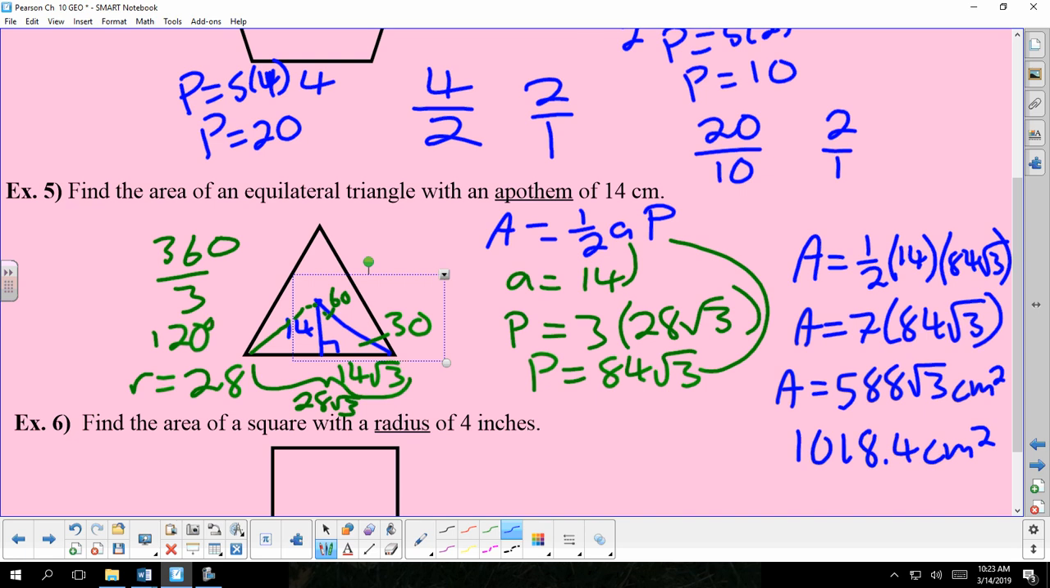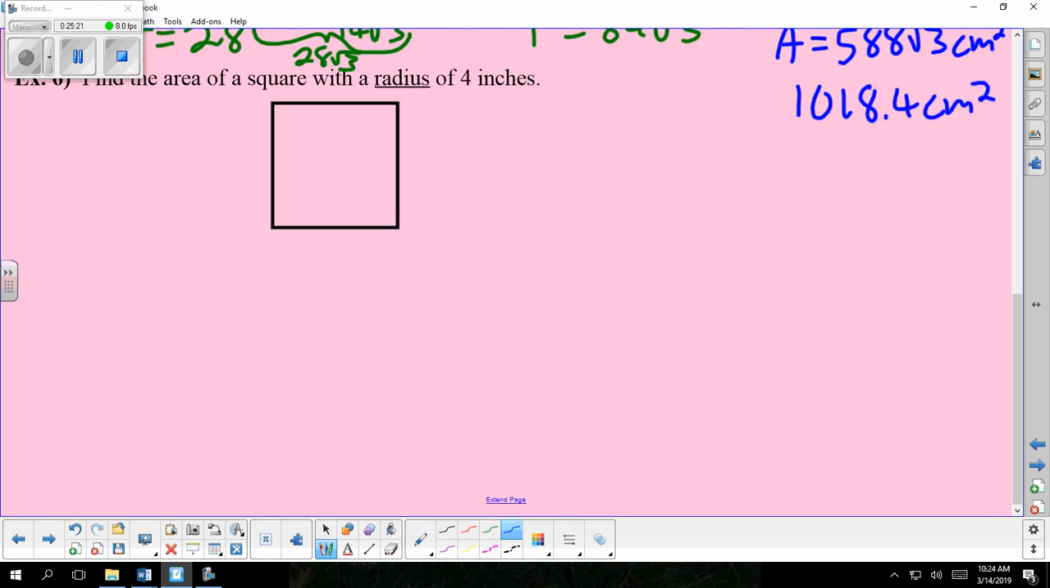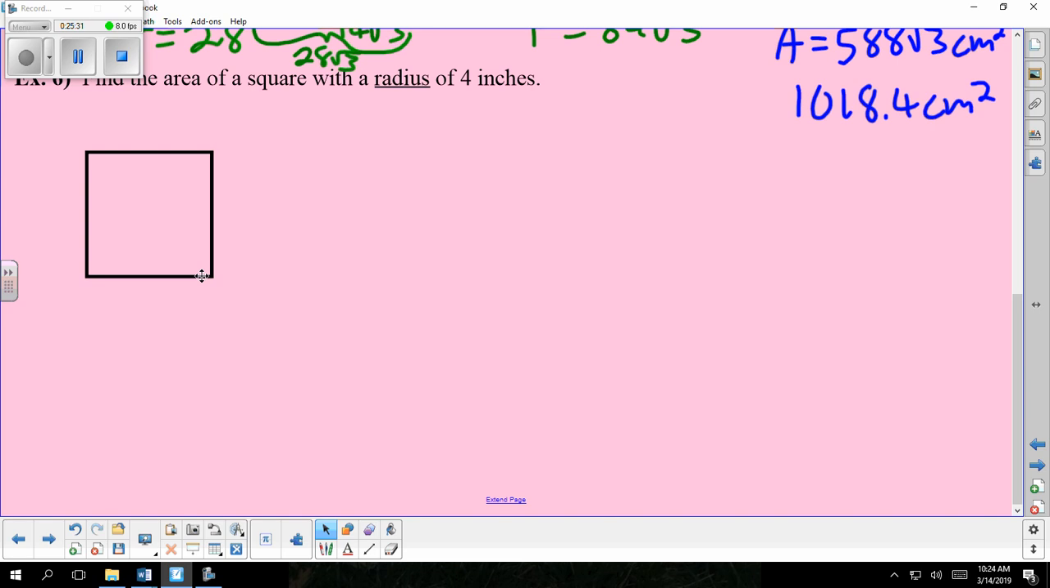Questions on that? A little bit tricky. Just making sure we know how to use special right triangles. And as I told you in chapter 8, these come up over and over again. So the last example, we want to find the area of a square with a radius of 4. So remember what our radius is, from the center to the side.